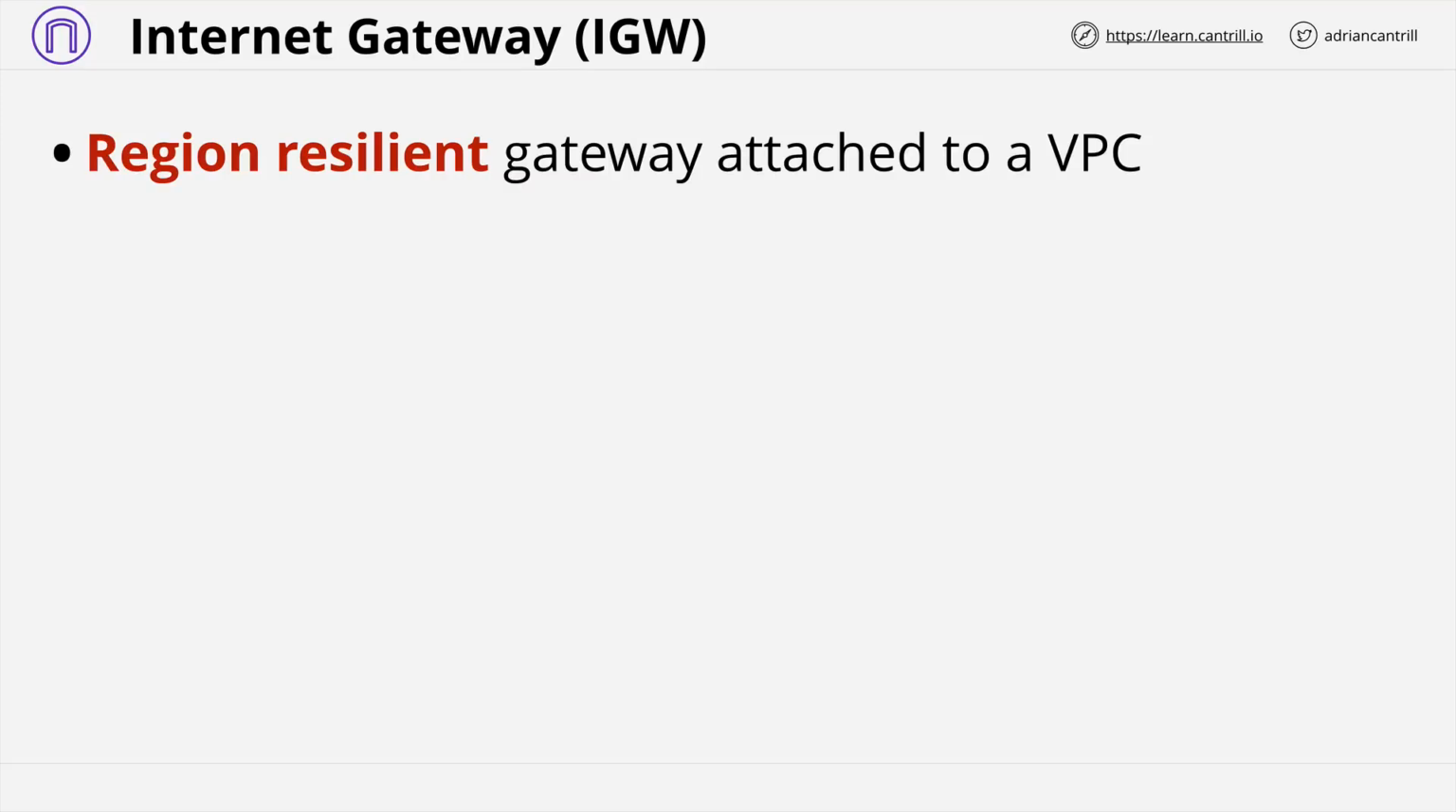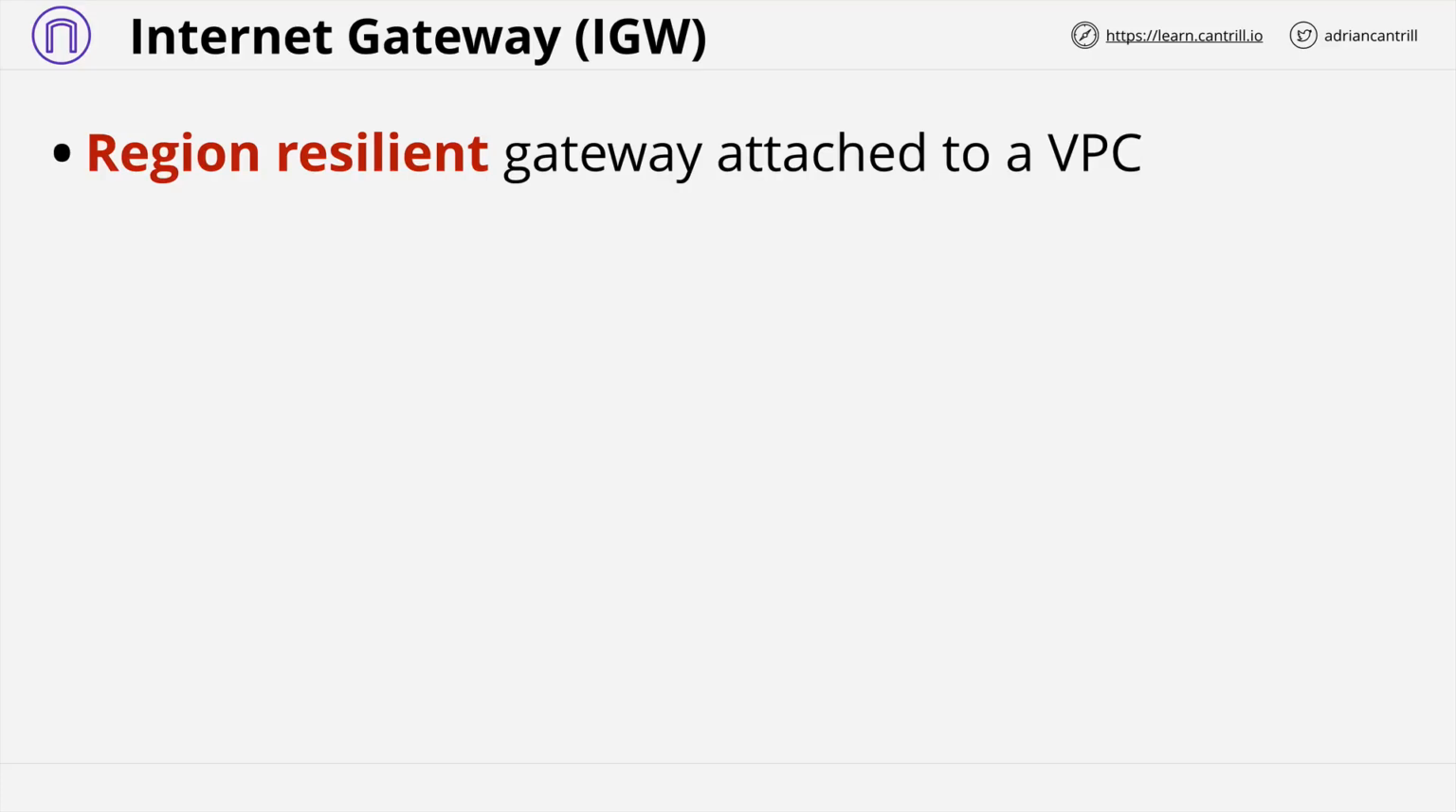Now, an internet gateway is one of the most important add-on features available within a VPC. It's a regionally resilient gateway which can be attached to a VPC. I've highlighted the words region and resilient because it always comes up in the exam. You do not need a gateway per availability zone. The internet gateway is resilient by design. One internet gateway will cover all of the availability zones in the region which the VPC is using.